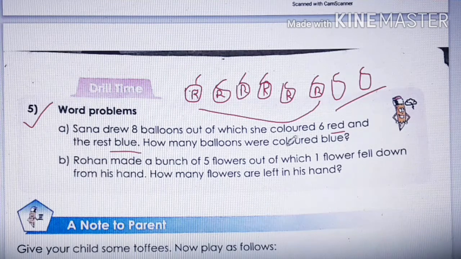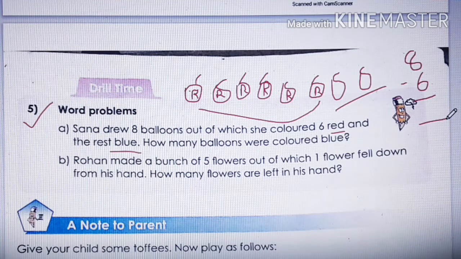How many balloons were colored blue? So children, what you are going to do? Out of total balloons, you will total how many are there? 8. So you will subtract red color balloons. How many? 6. So the remaining will be your blue color balloons.